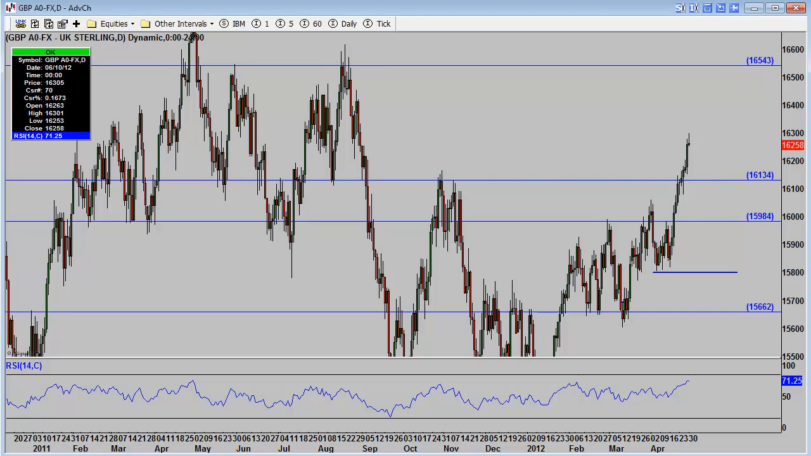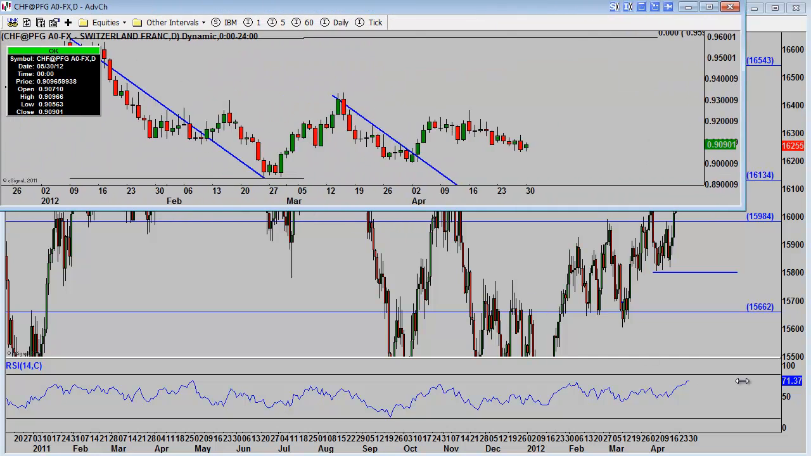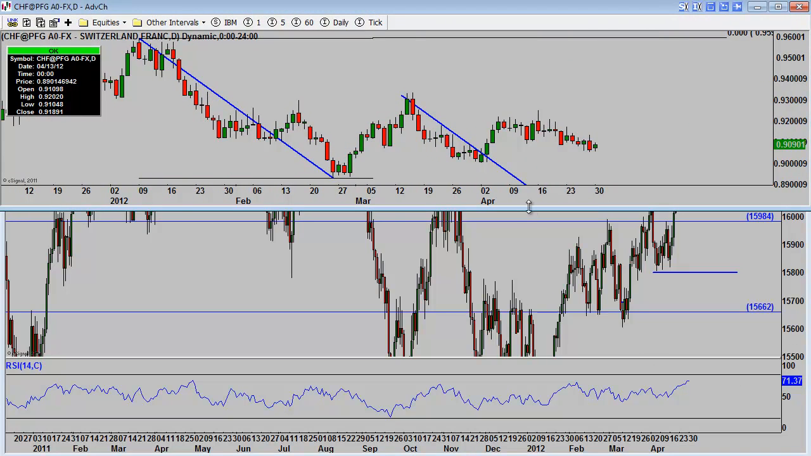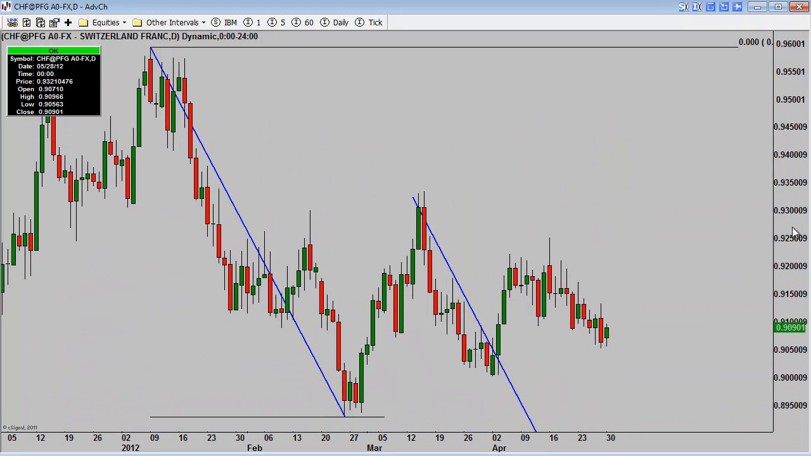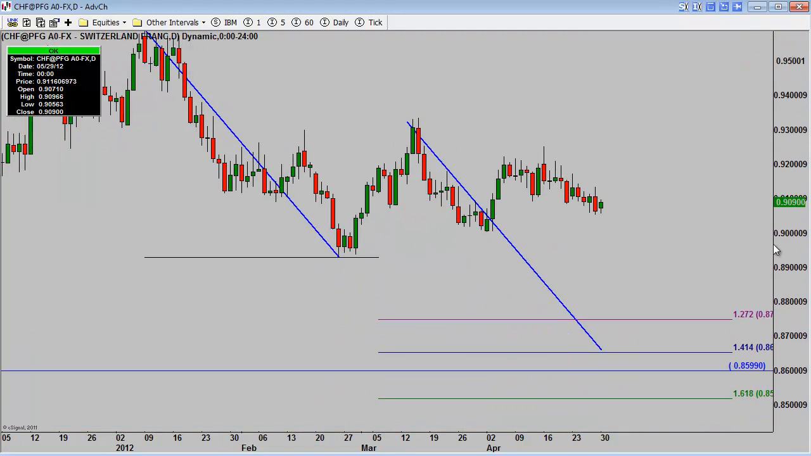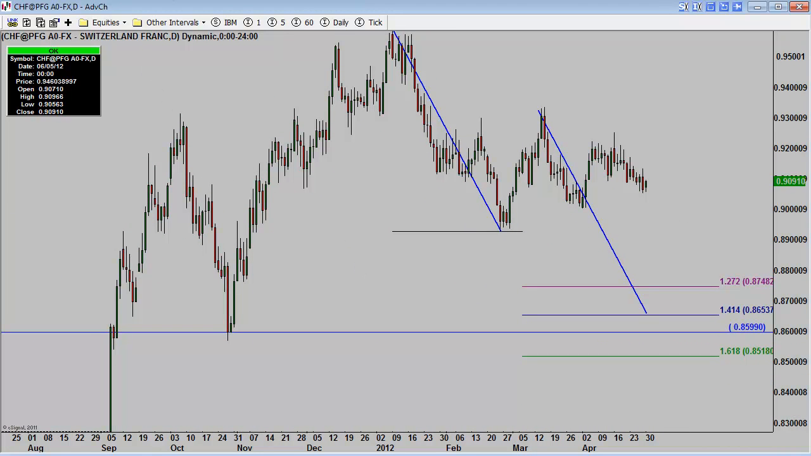Let's take a look at another one. I'm going to bring over the Swissy here. All right. And I've already kind of drawn this in, so hopefully this won't take as long. Come here. And consolidate up here. This, ladies and gentlemen, is a Gartley pattern.